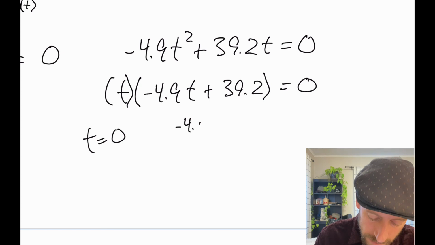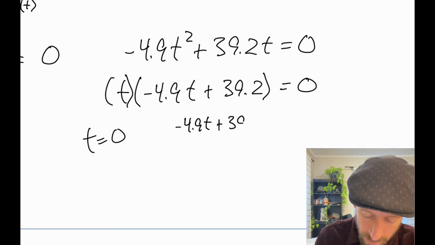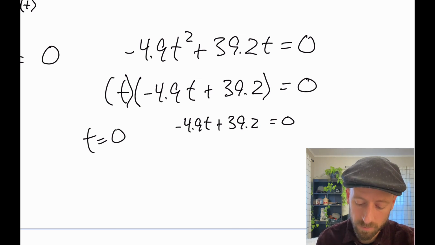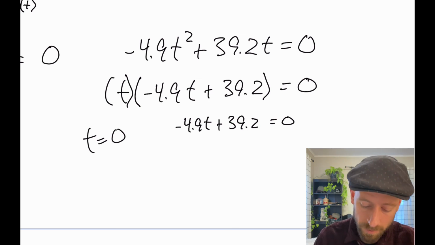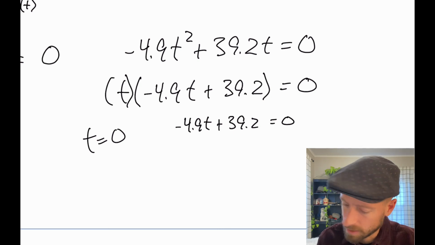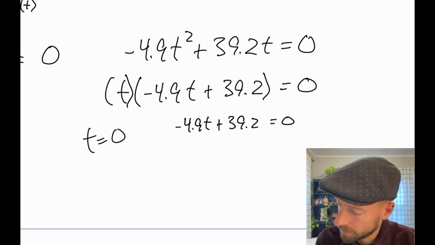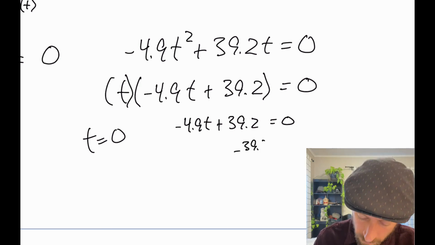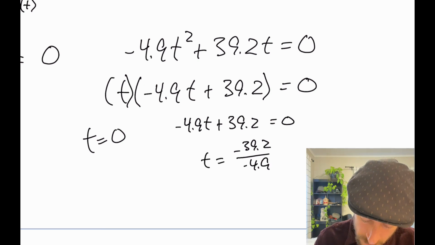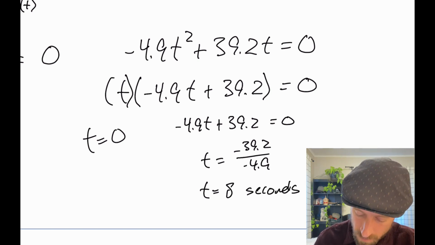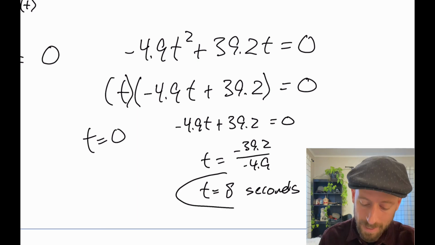And so if we set negative 4.9t plus 39.2 equal to 0, we would subtract 39.2 from both sides and divide by negative 4.9. And you get t equals, let's see, I did this earlier. I believe it's 8, because you end up with negative 39.2 divided by negative 4.9. So t equals 8 seconds. So how long is the ball in the air?